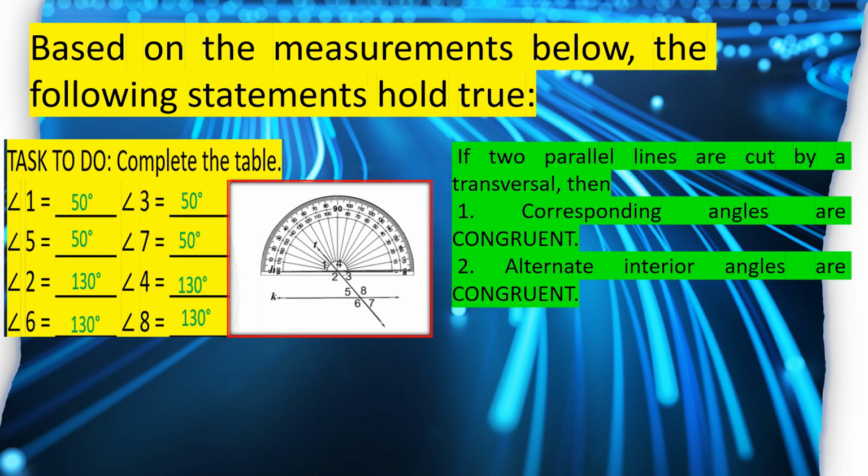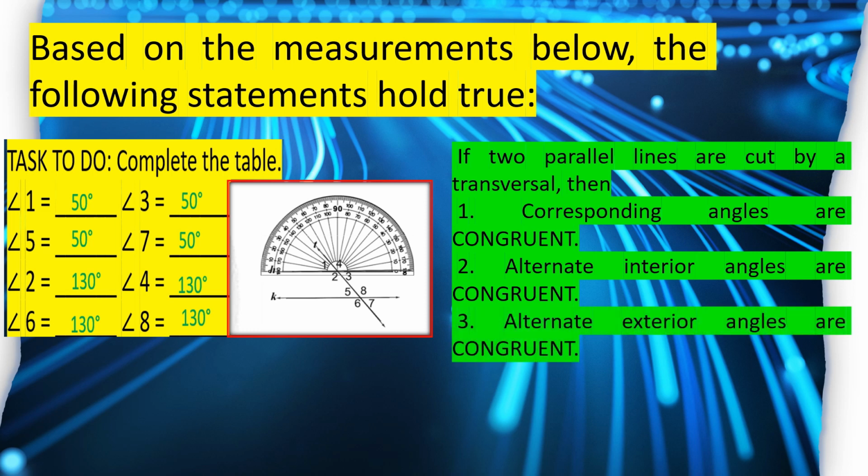Alternate interior angles are congruent. So let us have the alternate interior angles. Those are angle 2 and angle 8, angle 3 and angle 5. They are said to be congruent, so they have the same measure.